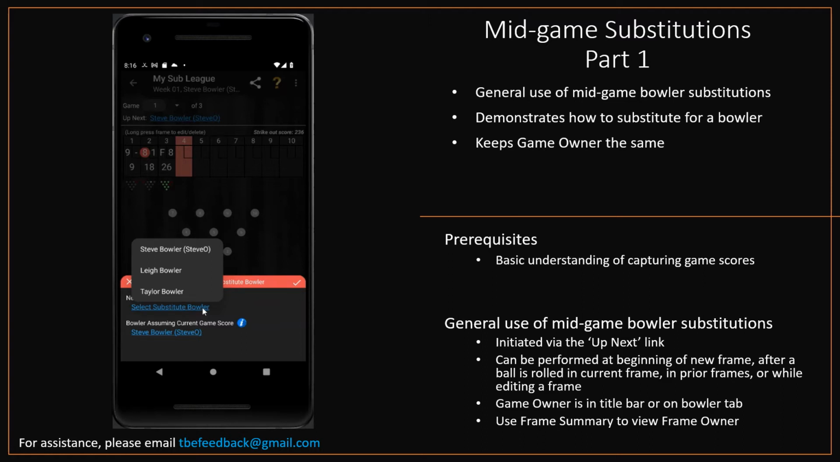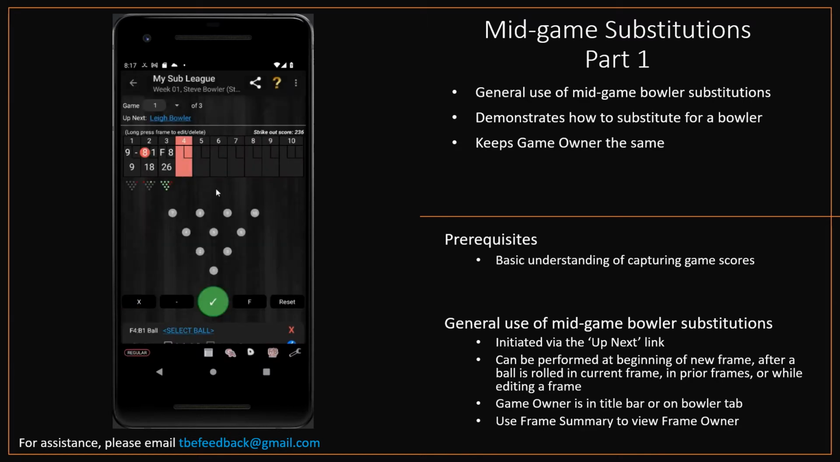The names shown will only be the current game owner, which is Steve, or active bowlers who have not started the current game and were not already a substitute for this game for another game owner. Additionally, if this was a league, which this is, only league bowlers will be shown. So let's choose Lee, and for now, we'll keep Steve as the bowler assuming the current game score. This is where the game owner can change, but we'll demonstrate that in the second part of this video series. And finally, click the check mark.